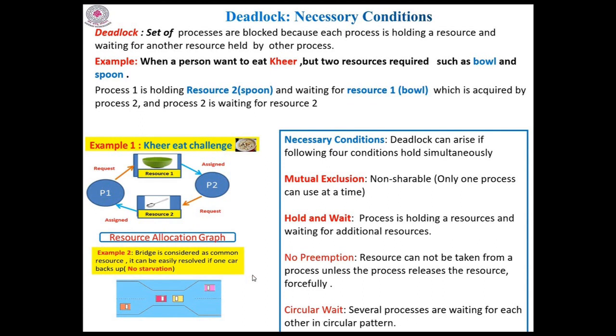And circular wait. You see, P1 is waiting for resource 1, and resource 1 is allocated to P2. P2 is waiting for resource 2, which is held by P1. So this is a circular pattern. So all the conditions are satisfied. So here is a deadlock situation. This situation is called a deadlock.